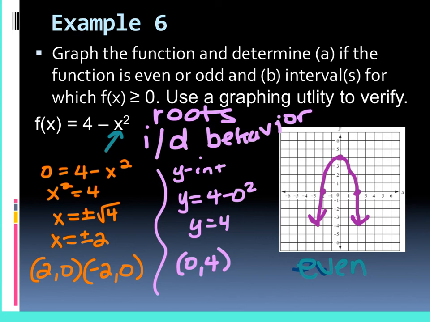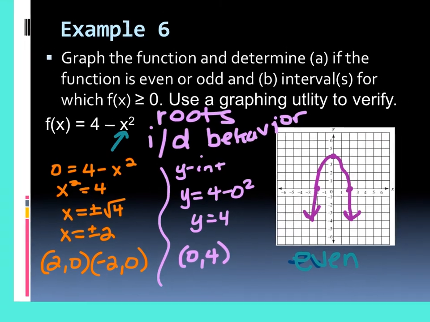Is it odd? Can it be even and odd? Can a graph be even and odd? Can it have y-axis symmetry and origin symmetry? Yeah. Sure, right? A circle is going to have all of it. So it is possible for it to be both, and it's possible for it to be neither, okay? There's no combination that doesn't work. So this one is even, okay?